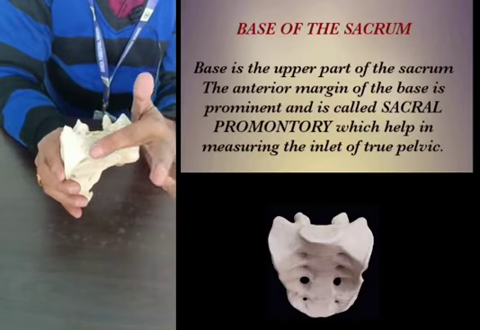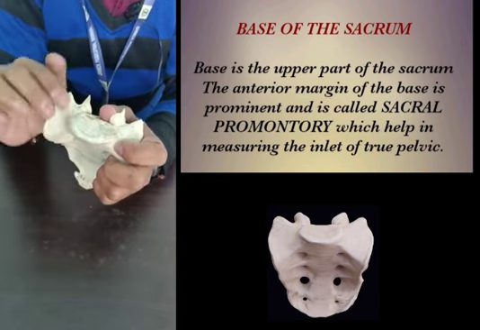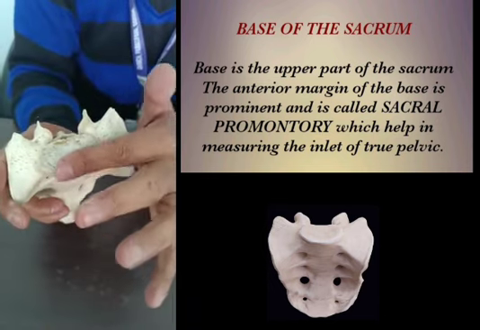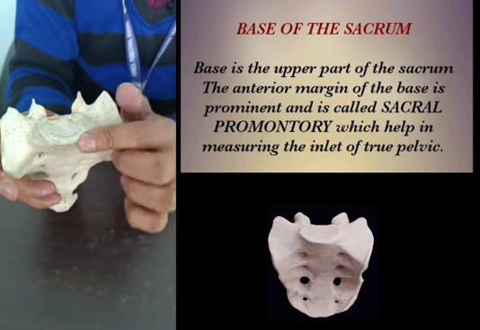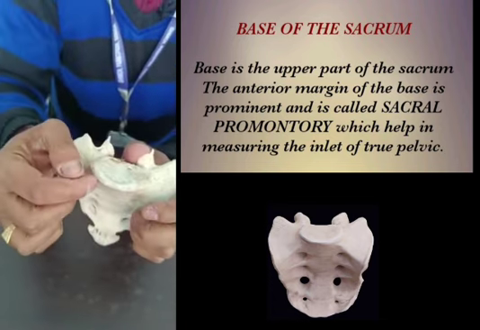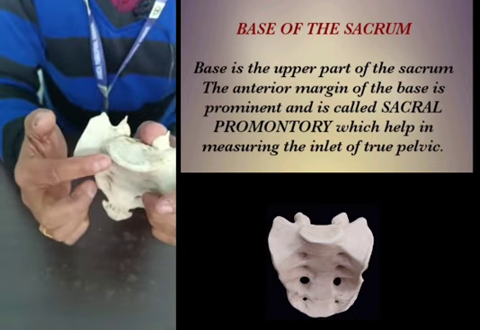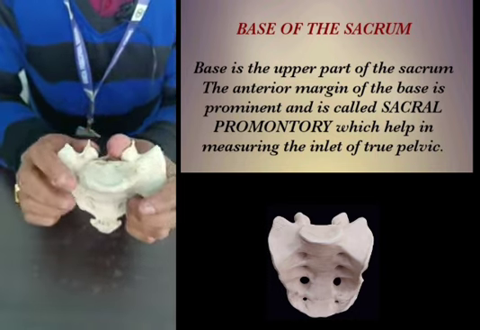The base is the upper part, and at its anterior margin, the anterior portion is very prominent. This is the sacral promontory, and it helps in measuring the inlet of the true pelvis. With the help of the sacral promontory, we can measure the inlet of the true pelvis.